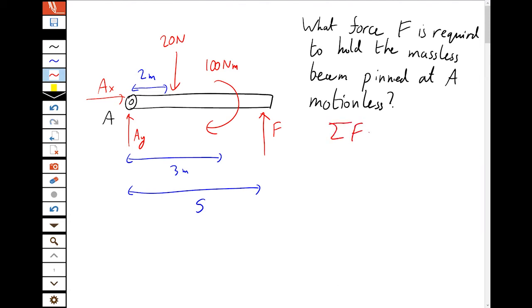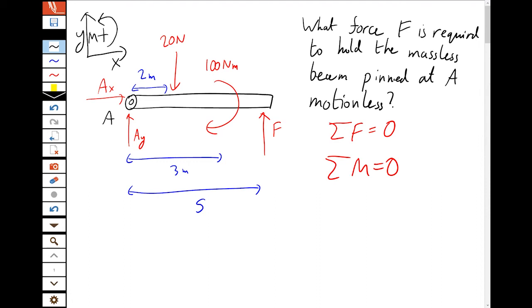The sum of the forces is 0 and the sum of the moments is 0. Well, the very first thing we do is add an axis to make sure we get everything the right way around. So X and Y are positive right and up, and the moment is positive counterclockwise.